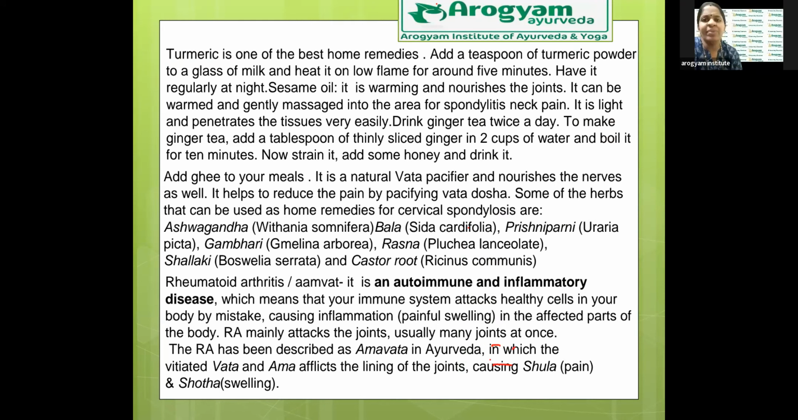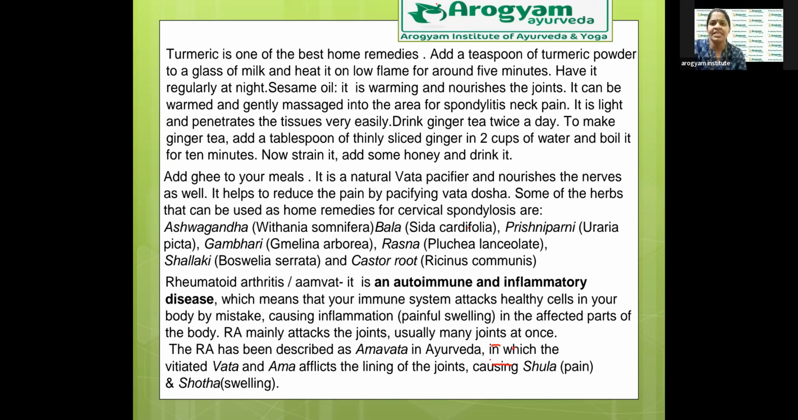It is light and penetrates the tissues very easily. Drink ginger tea twice a day. To make ginger tea, add a tablespoonful of thinly sliced ginger in 2 cups of water and boil it for 10 minutes. Now strain it, add some honey and drink it. So, if it is very hot, do not add honey. Okay? Add ghee to your meals. It's a natural vata pacifier and nourishes the nerves as well. It helps to reduce the pain by pacifying vata dosha.